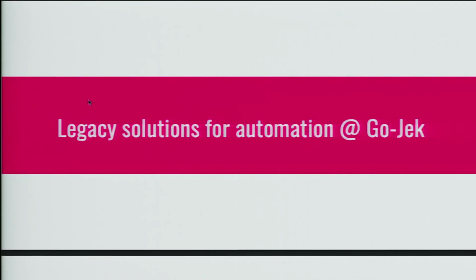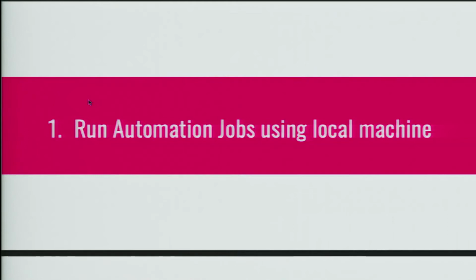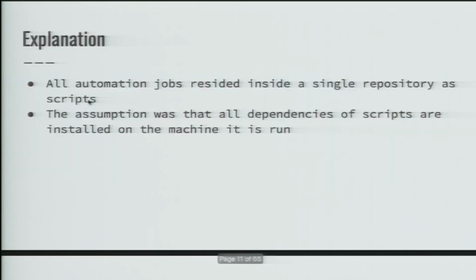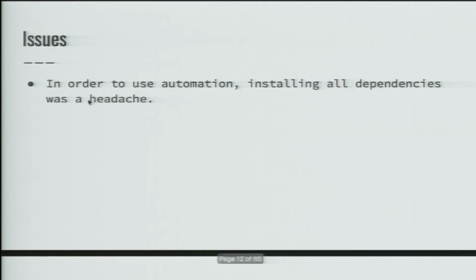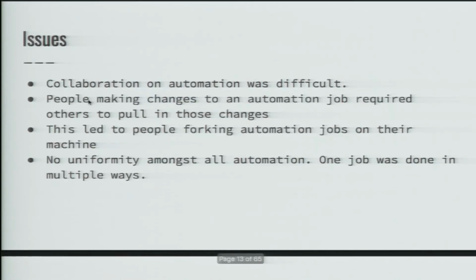So let's talk about legacy solutions for automation at Gojek. First was running automation through a local machine. There were 3 major problems over here. The first one was that all the automation was inside a single repository, and the dependencies needed to be on the local dev's machine. So if you have to use automation, you have to install all the dependencies on your local machine. Then collaboration was difficult. There were secrets checked into the code, so the repository cannot be shared across the entire organization.